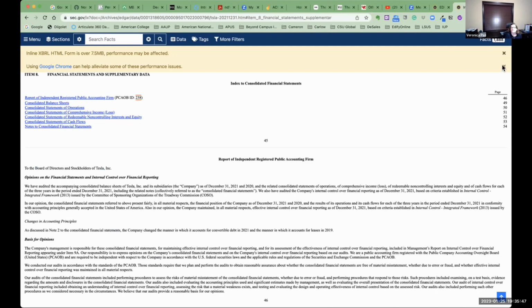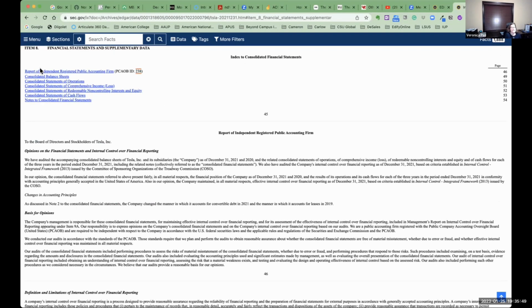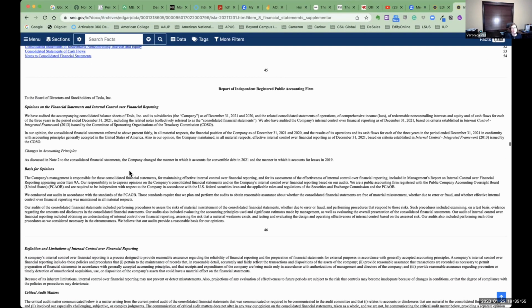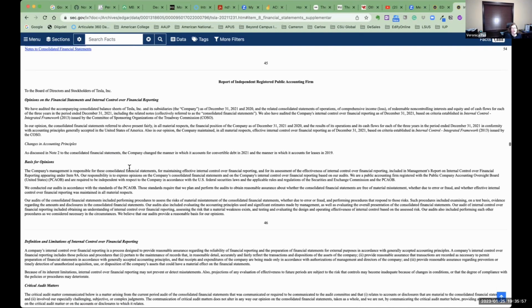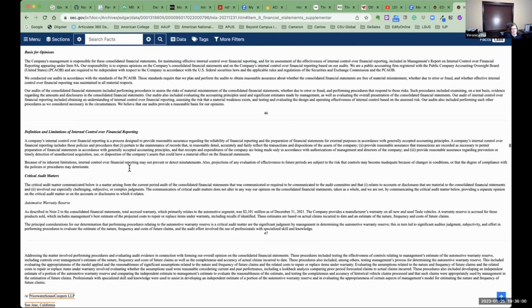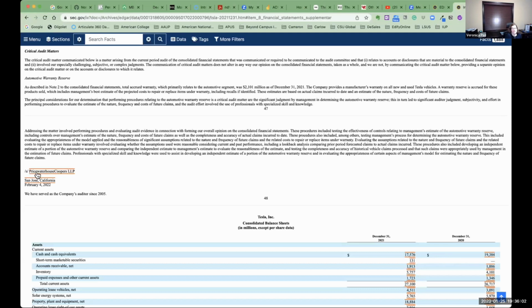Let's get rid of these so you can see what I'm doing here. Here you see the report of the independent registered public accounting firm, which is right here, and then we see the actual opinion. Here we see that PricewaterhouseCoopers is the auditor, in San Jose, California, because obviously Tesla was out there. I think now they have a plant in Texas, and I think he is moving the headquarters, so it'll be in Texas soon.